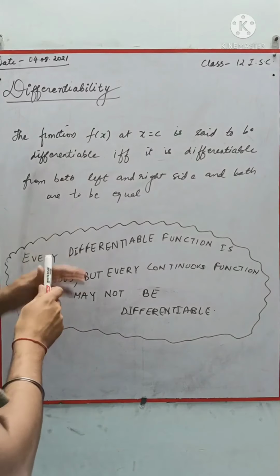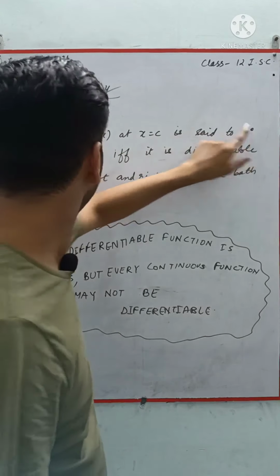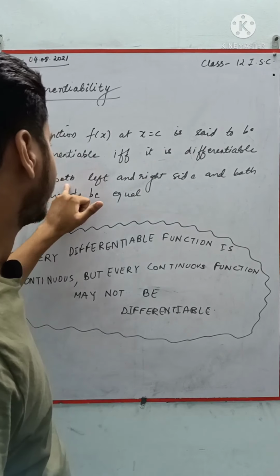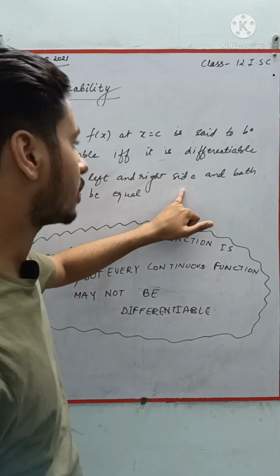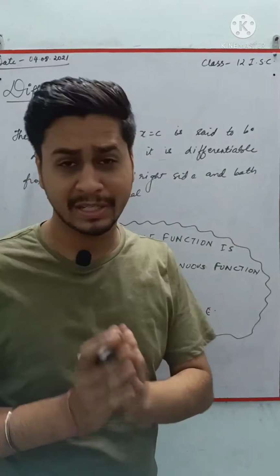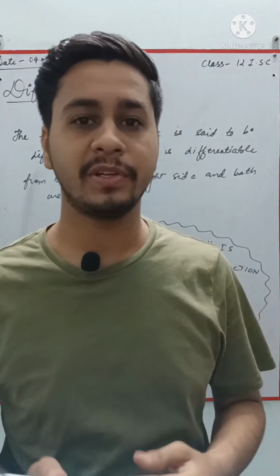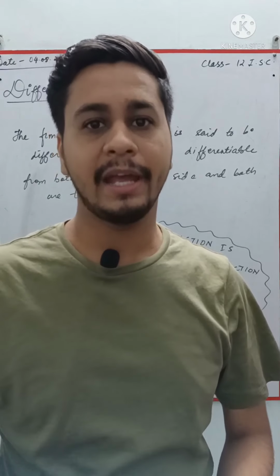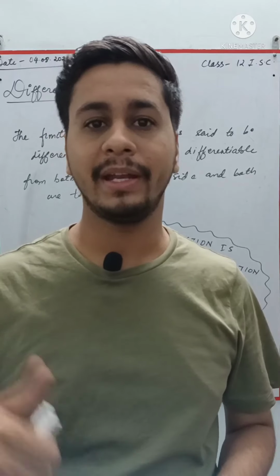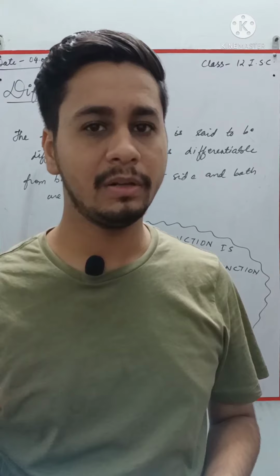So let's see. A function f(x) at x is equal to c is said to be differentiable if and only if it is differentiable from both left and right side, and both should be equal. I have written this definition in very simple language: a function is said to be differentiable if it is differentiable from the left and differentiable from its right. It should have a left derivative and a right derivative, then it is a differentiable function.